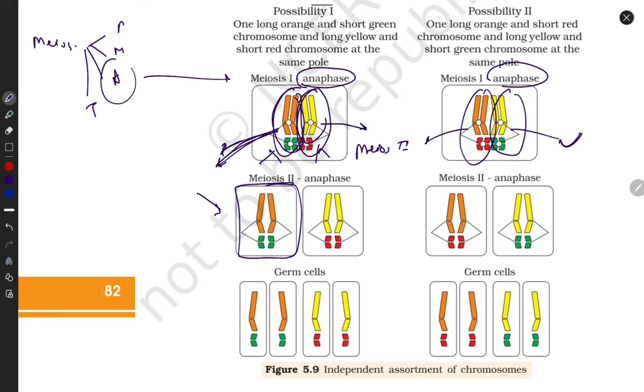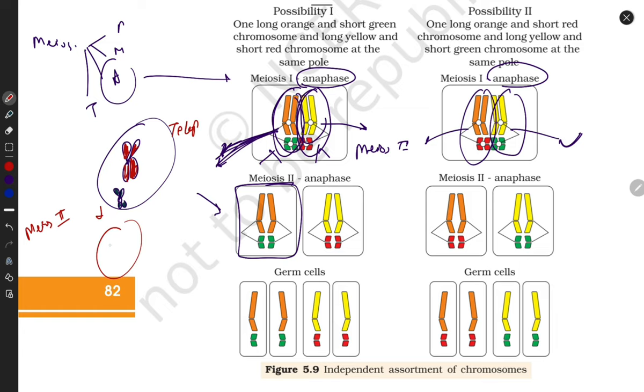Now, what kind of structure is this? Clear or not? This is red in color. And this is green in color. Okay, now what happened in this telophase? After telophase, they enter meiosis second. After meiosis second, they again recondense.